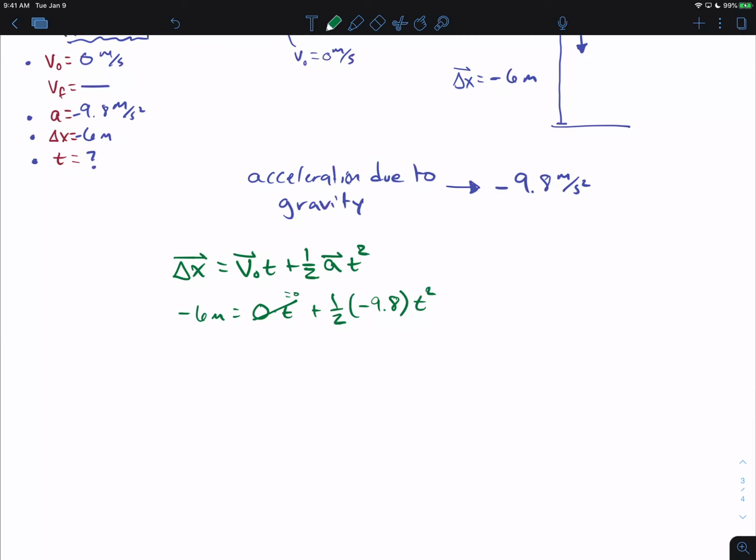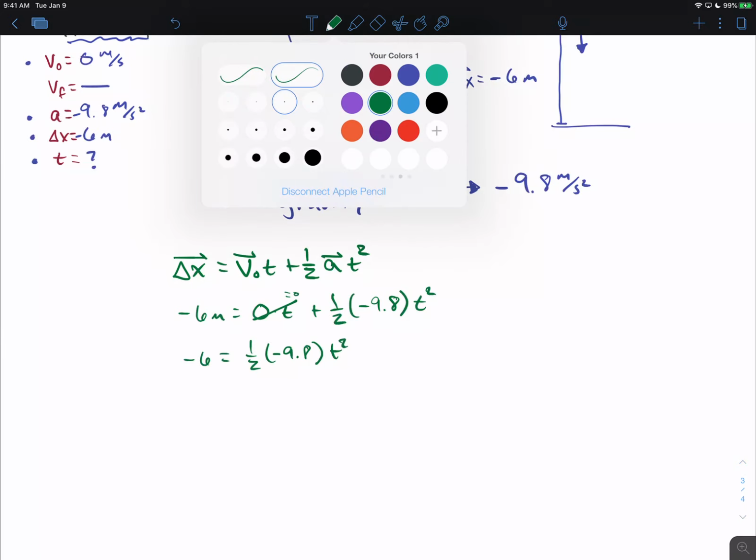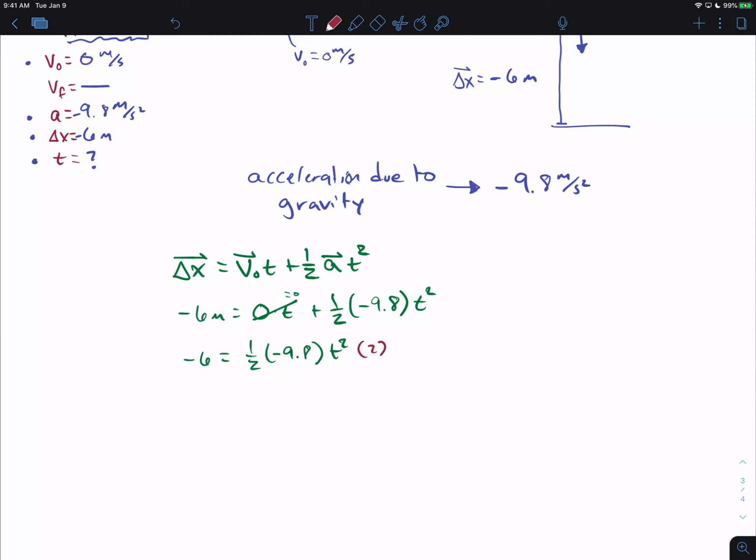So now, if I shorten this up, I have negative 6 is equal to 1/2 times negative 9.8 times time squared. Now let's get t by itself. Let's do some algebra now. First I want to get rid of this half here. I want to take it to the other side. So if I have something divided by 2, the way I'm going to get rid of this is to multiply both sides by 2.